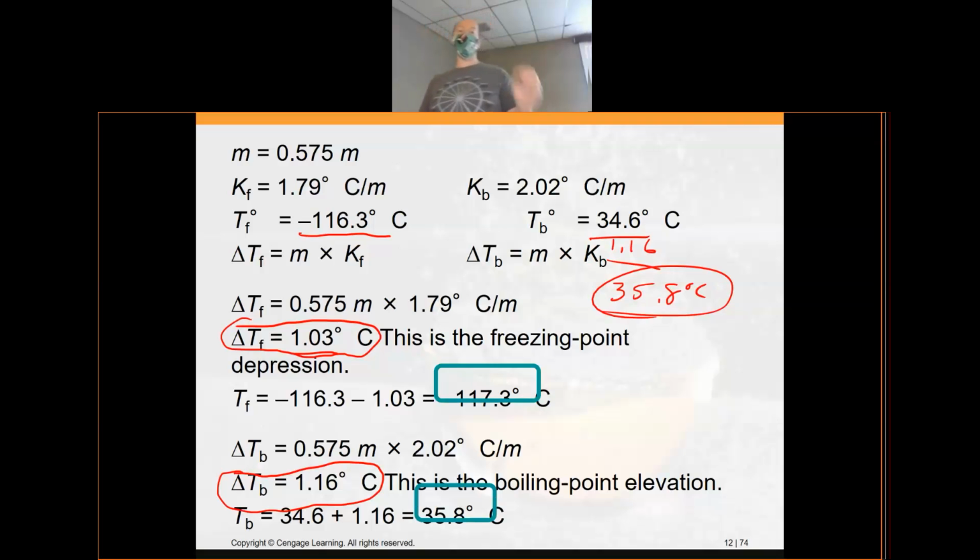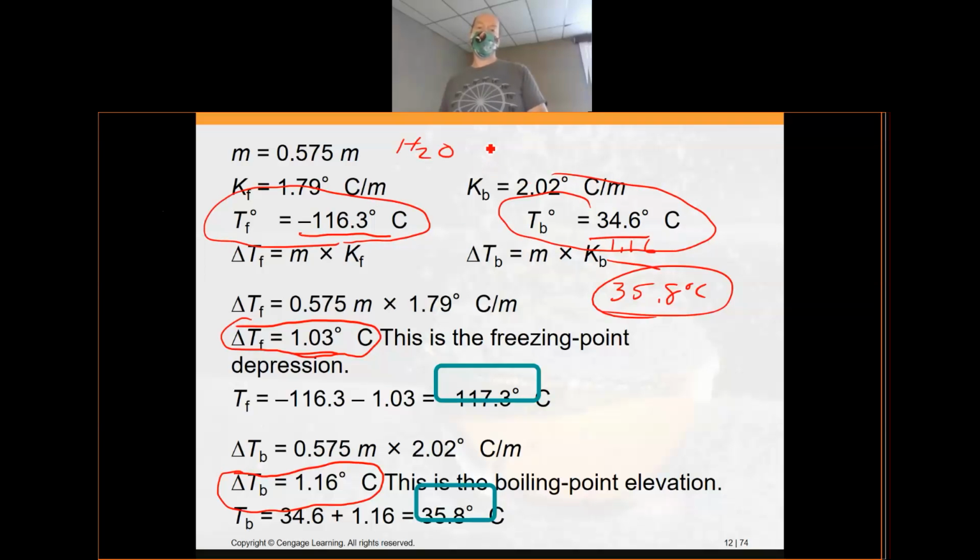All right, so you have to know what delta T sub F means. That is a freezing point depression. It goes down. You have to know what delta T sub B is. It's a boiling point elevation. The boiling point goes up. You have to be given the pure freezing point and the pure boiling point, unless, of course, you're talking about water. So water, you must know. You have a 0 degrees Celsius freezing point, 100 degrees Celsius boiling point.